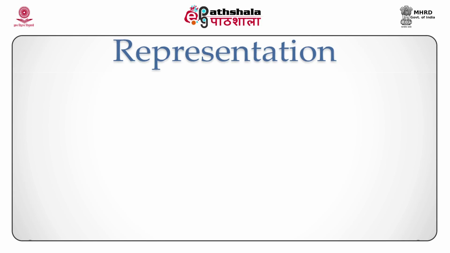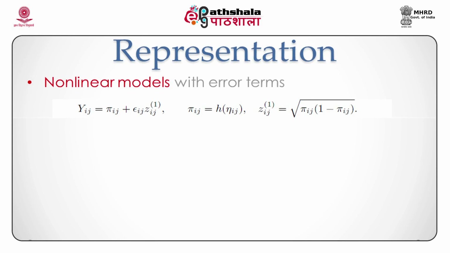One way to represent the mixed effects model is as a nonlinear model with an error term. So for example, y ij is equal to pi ij plus epsilon ij z ij1, where pi ij is h of eta ij, h being the link function, and z ij1 is equal to the square root of pi ij times 1 minus pi ij. The reason that this is done is for the convenience of fitting.